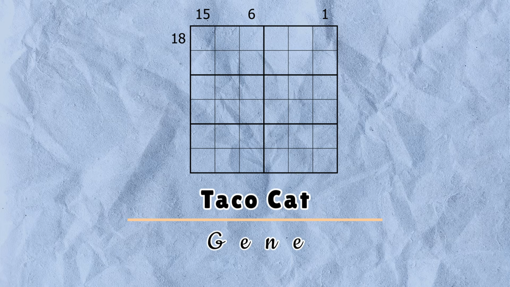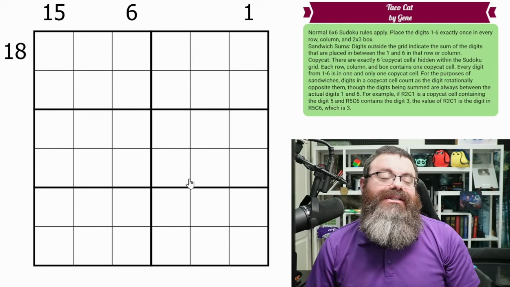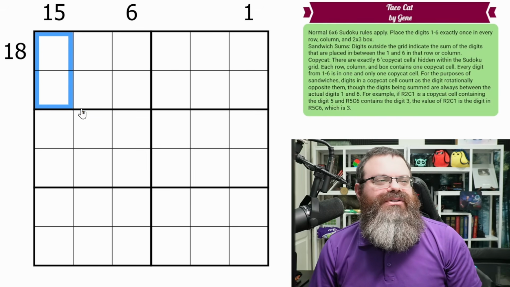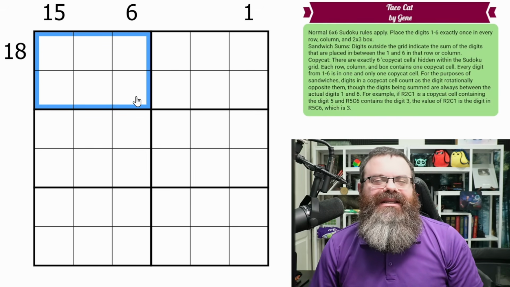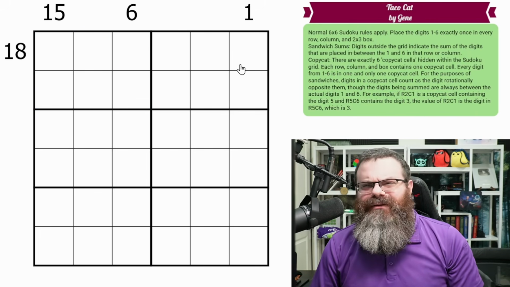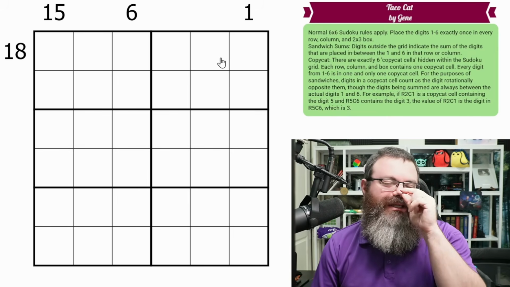Hello, let's continue our Sudoku adventure with Taco Cat by Gene. So we have normal 6 by 6 Sudoku rules. That means in each row, each column, and each 2 by 3 box, we are placing the digits 1 to 6 exactly once each. We also have sandwich sums in the grid. That's these digits outside the grid, but they're a little bit special, so definitely pay attention to this.